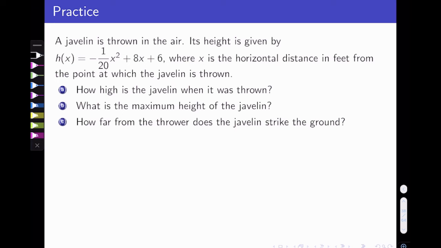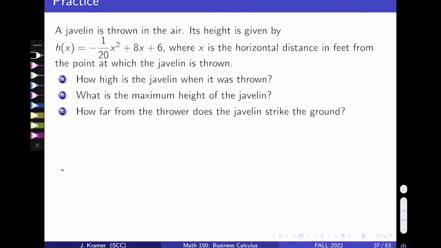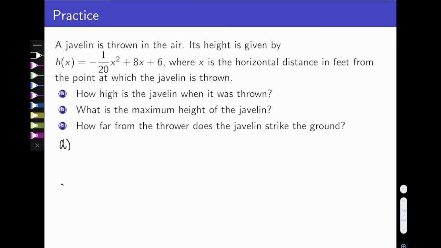So we want to know how high is the javelin when it is thrown, which is technically where the person is holding the javelin. And so it hasn't been thrown yet, so it's still in the person's hand, and so the horizontal distance would be 0. That is, part A is asking to evaluate what is the height when x equals 0? And we get 6 from this, and that would be feet. So before the javelin is thrown, it's at a height of 6 feet.